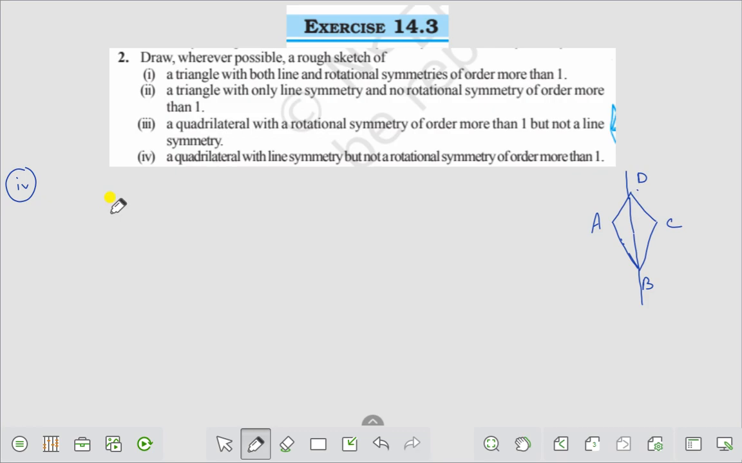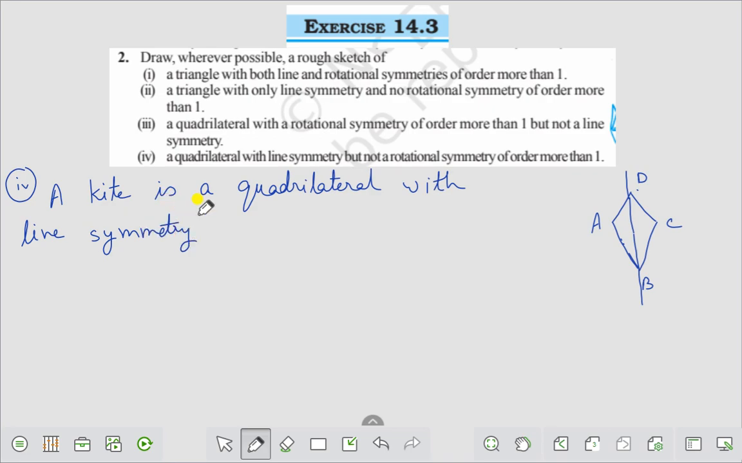Therefore, it is a kite. A kite is a quadrilateral with a line symmetry but not a rotational symmetry of order more than 1.